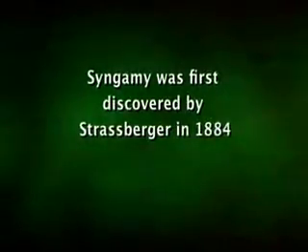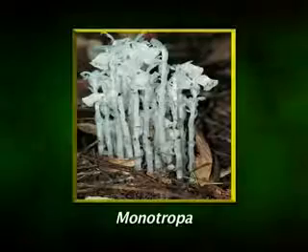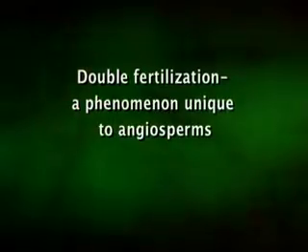The pollen tube delivers male gametes to the female gametophyte. The nucleus of one of the male gametes fuses with the egg and that of the other with the primary endosperm nucleus. The former, that is the fusion of one of the male nuclei with the egg, is known as fertilization or syngamy, and the latter, since it involves the union of 3 nuclei in most angiosperms, is known as triple fusion. Syngamy was first discovered by Strasburger in 1884 in Monotropa. While syngamy leads to the formation of the embryo, triple fusion results in the formation of the nutritive tissue, endosperm. Syngamy and triple fusion constitute what is commonly known as double fertilization, a phenomenon unique to angiosperms.